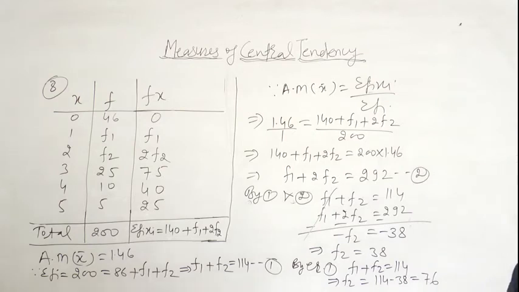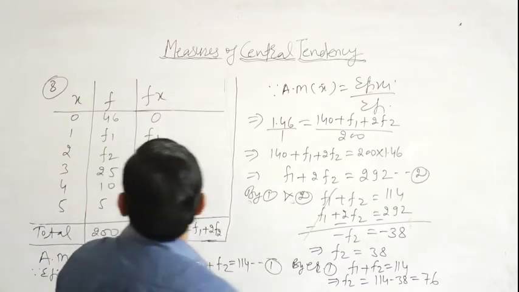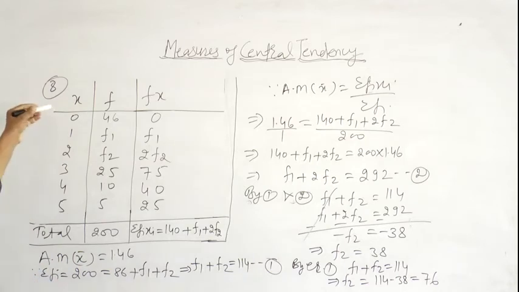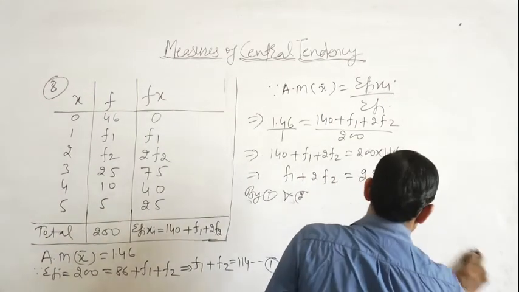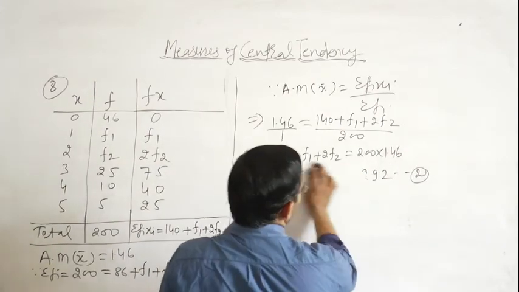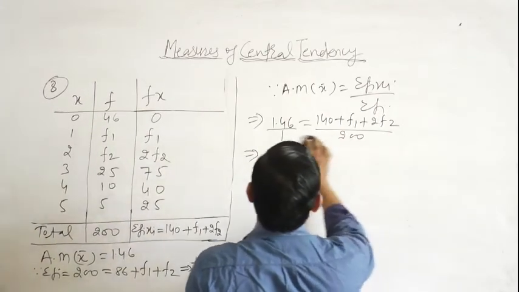So by using this method we find the values of f1 and f2. In this question, observations and their frequencies are given, so we use this method for solving the values of f1 and f2.